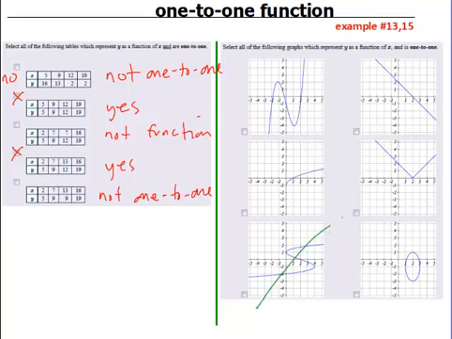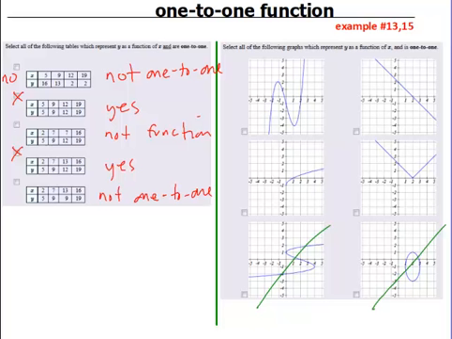So it can't even be a one-to-one function, right? Because it's not even a function. Any others that fail the vertical line test? This one. Okay, so those two fail the vertical line test. They're not even functions. And now there's a secondary test that you can use to see if something's one-to-one.